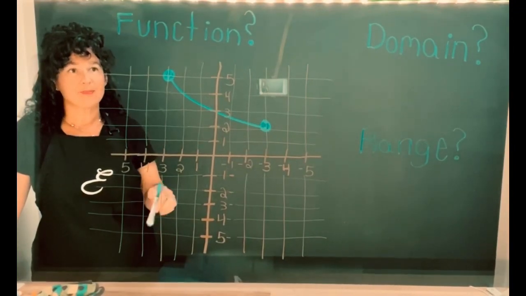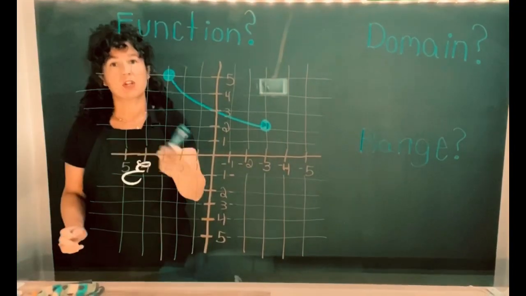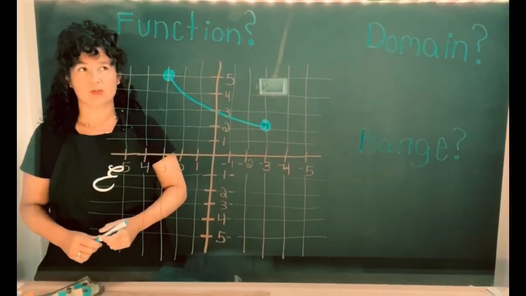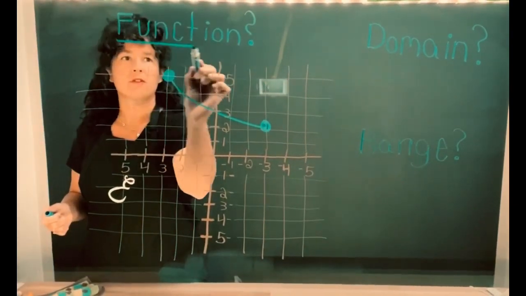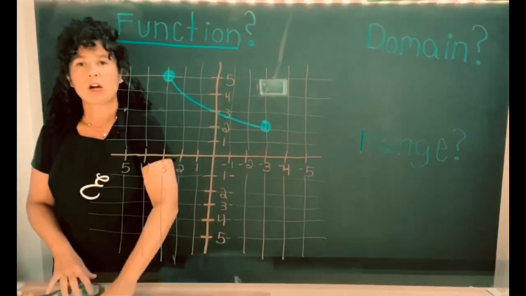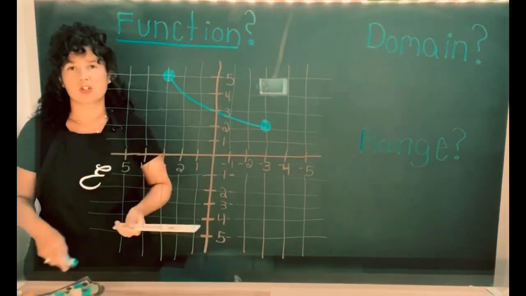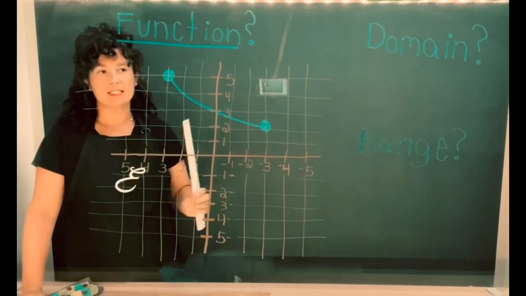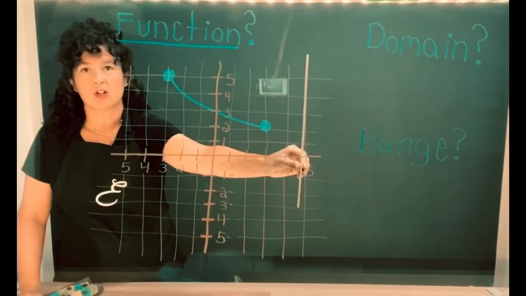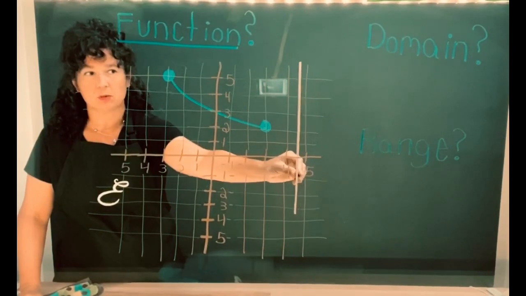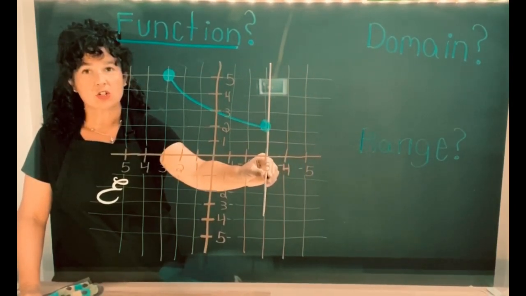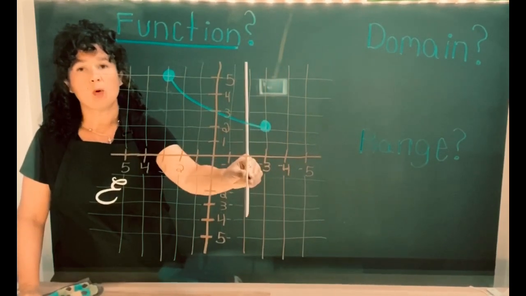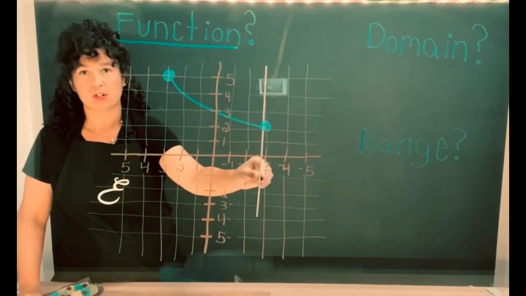Going to determine from a graph if the graph is a function and then find its domain and its range. So let's start with function. If I want to decide if something is a function, it needs to pass the vertical line test. The vertical line test simply means you take a vertical line and you move it from left to right, and as long as the graph is only in contact with one point at a time, then it's a function.